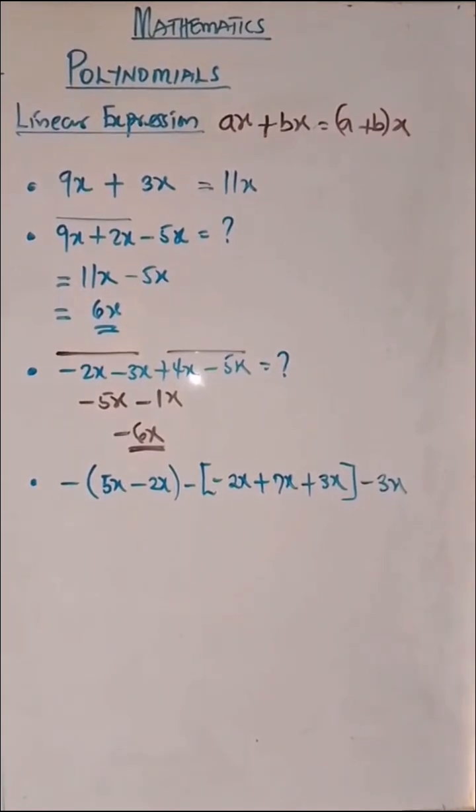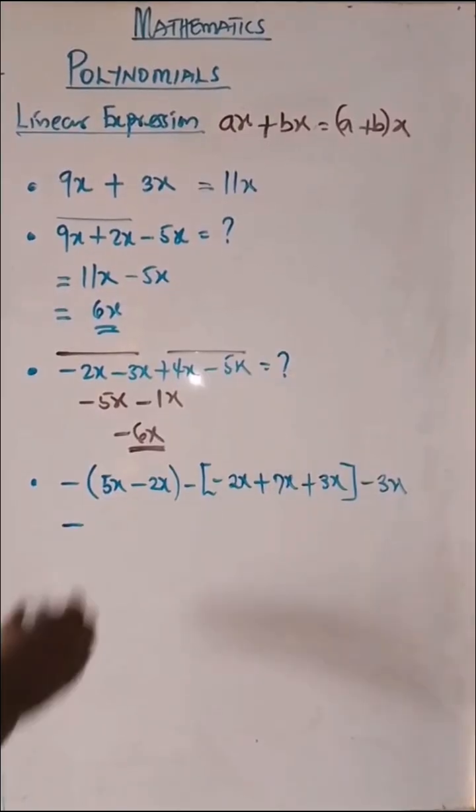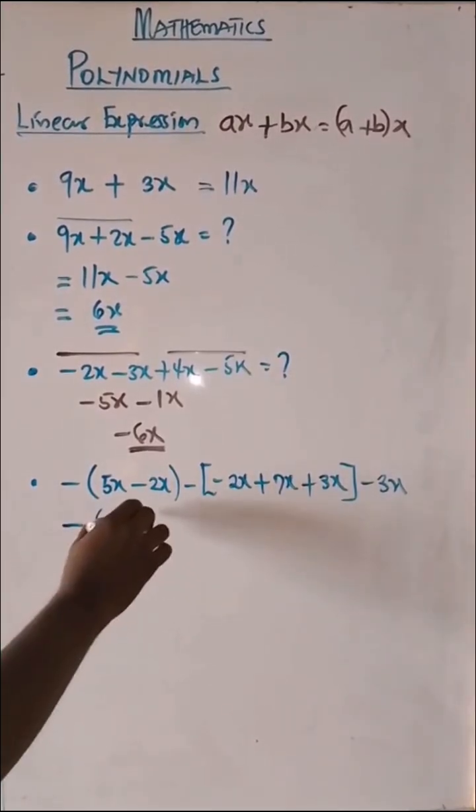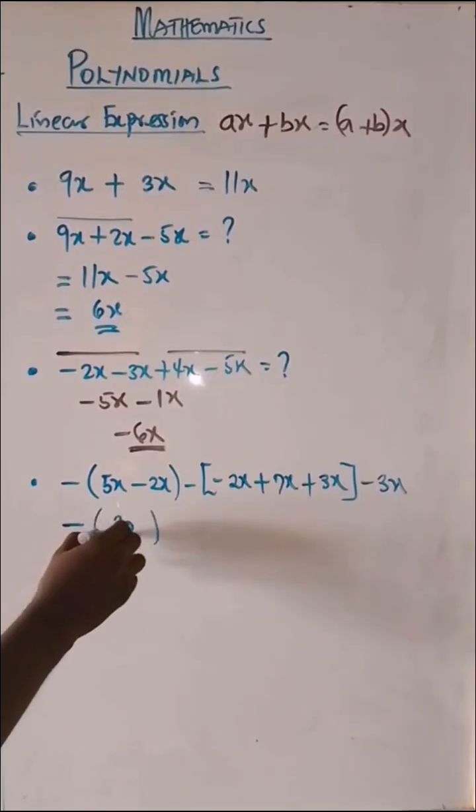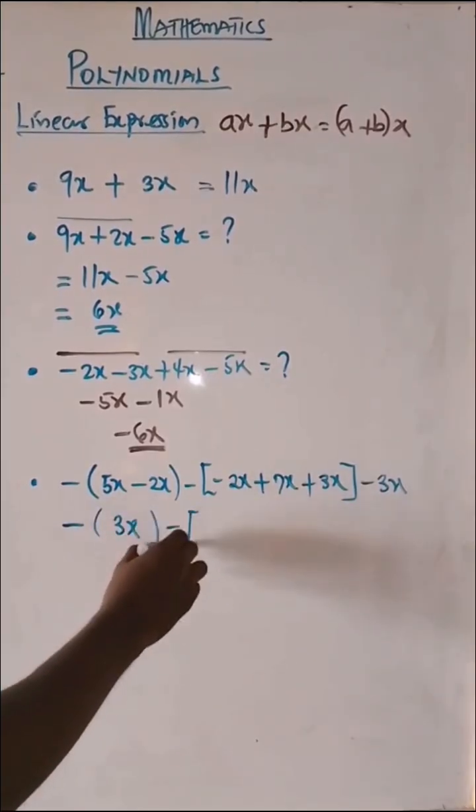Seeing this ordinary expression, you are already scared. Don't be scared. Deal with what you have in the bracket first. So this remains minus. Let's do this one first. 5 minus 2 is 3, that is 3x. Leave this minus here, come back here.